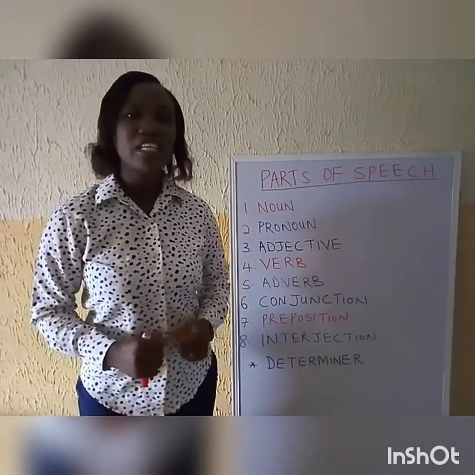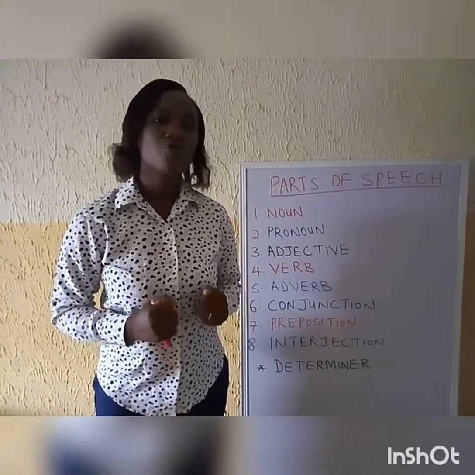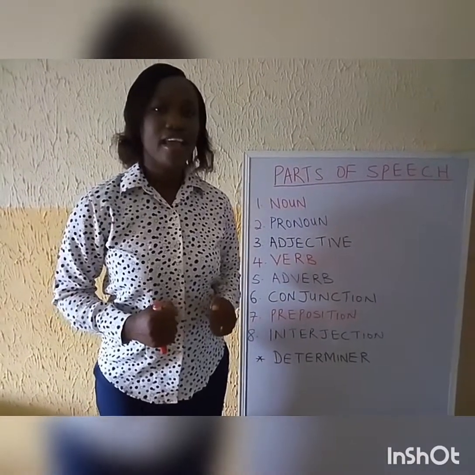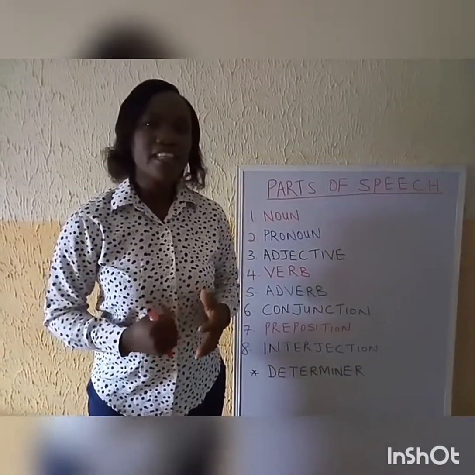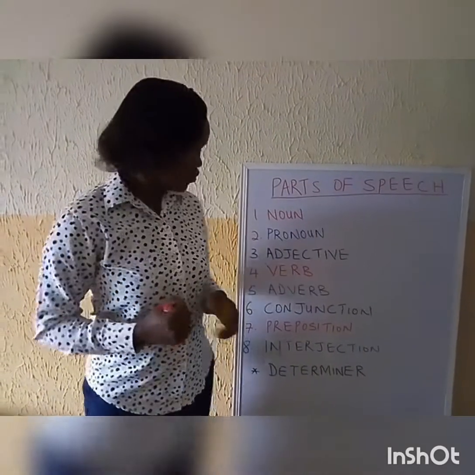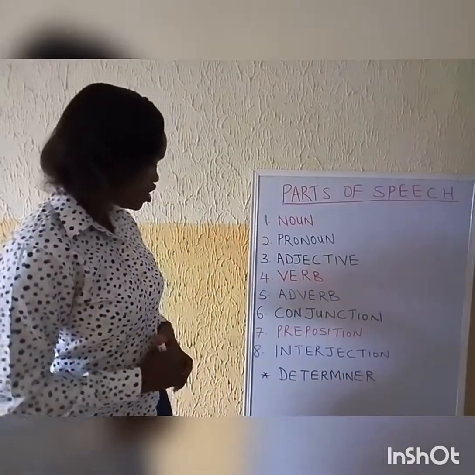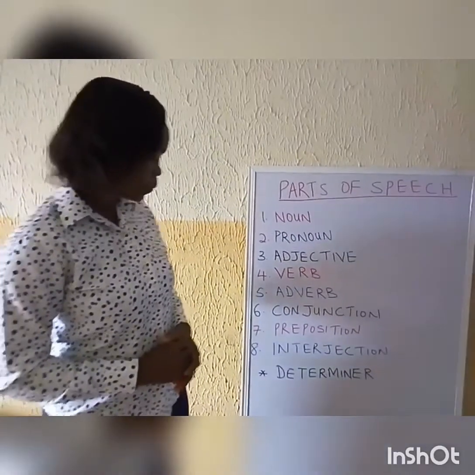Interjection is another part of speech. And interjection is the word that we use to express strong emotional feelings. You know, we can say, ha, ho. Feelings like anger, surprise are expressed using these interjective words. Now, these are the 8 parts of speech.